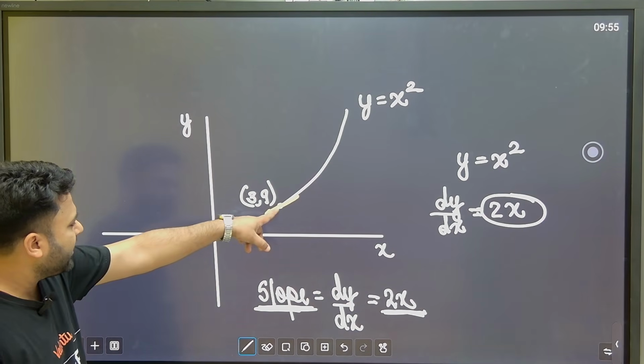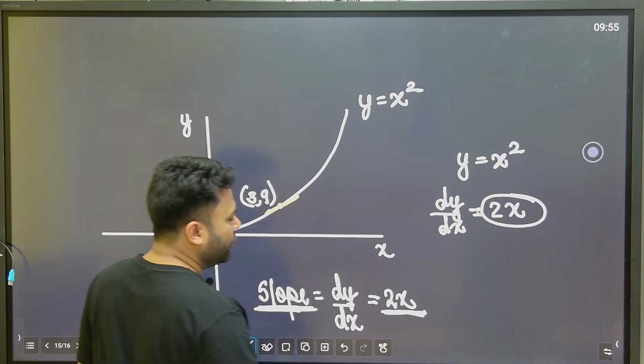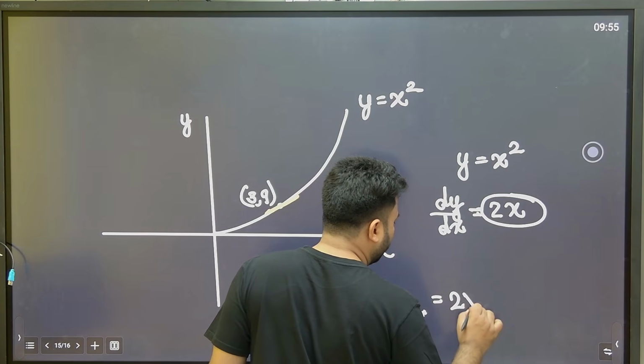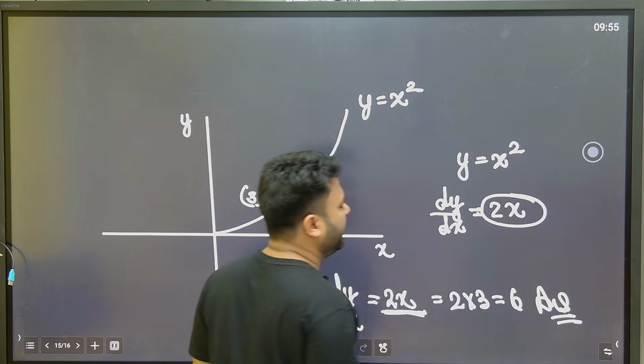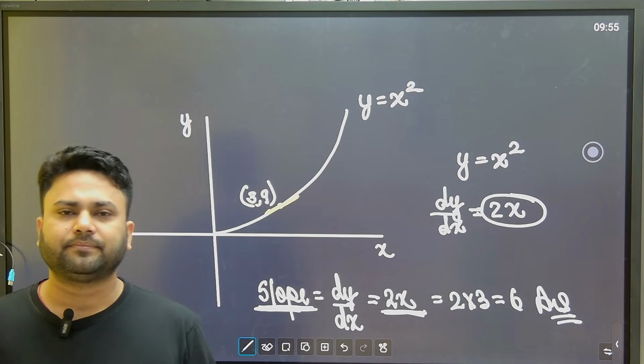Now at this point, what is the x coordinate? 3. So slope will be 2 into 3, that is 6. The value of the slope will be 6.